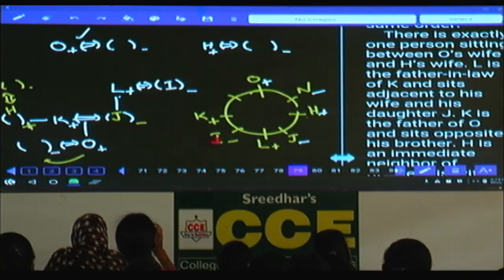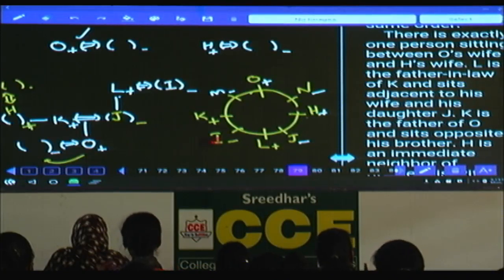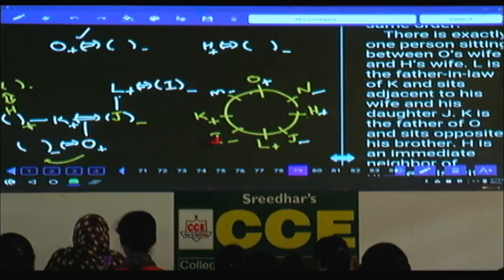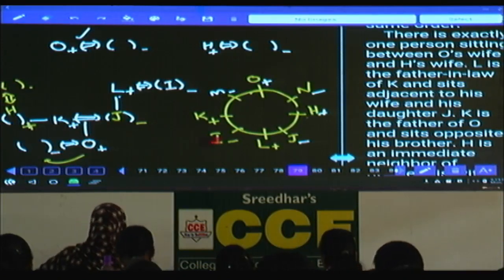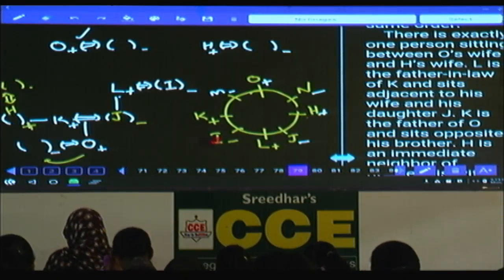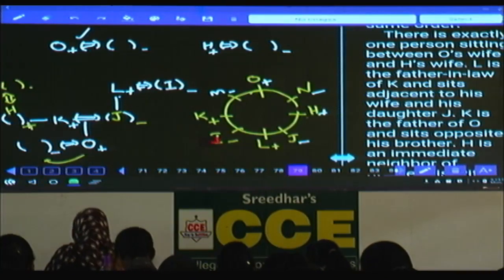M must be at this place. M is here. N is third to the left of K. There is exactly one person between O's wife and H's wife. And who are the persons of O and H's wife?